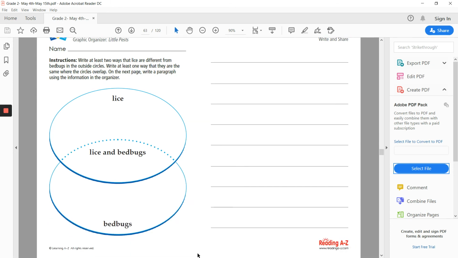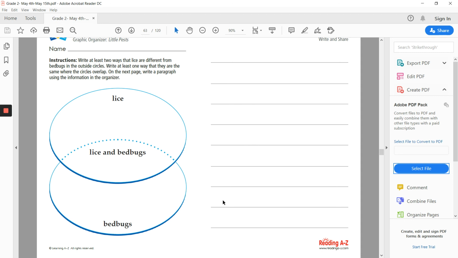Okay. So now we have a Venn diagram to compare lice and bed bugs. You'll notice this Venn diagram is turned vertically. In this top section, you're going to record two ways that lice are different from bed bugs. On the bottom, you'll record two ways that bed bugs are different from lice. In the center, where they overlap, record at least one way that they are the same.